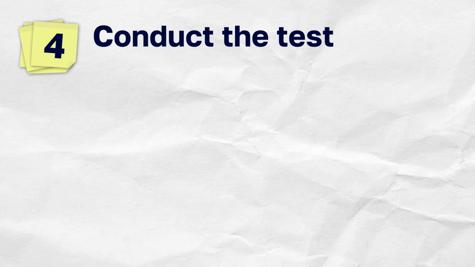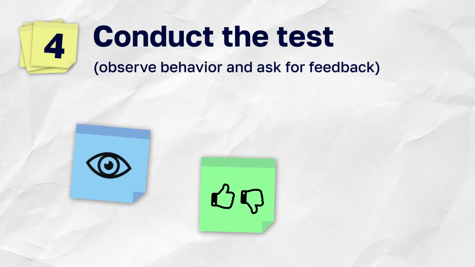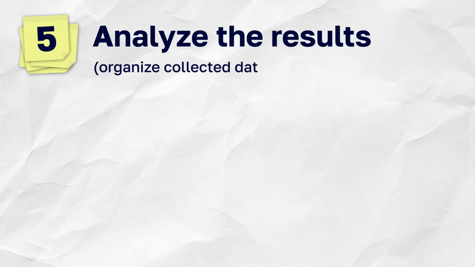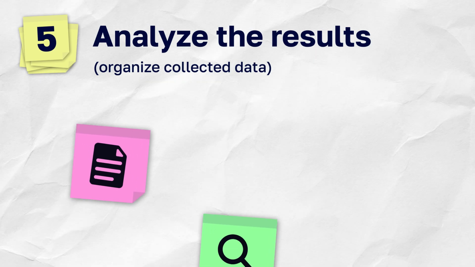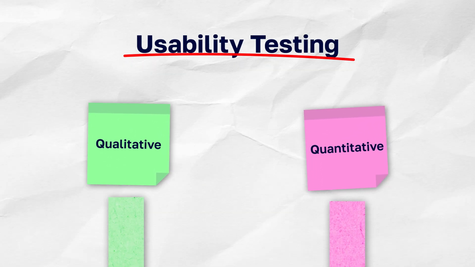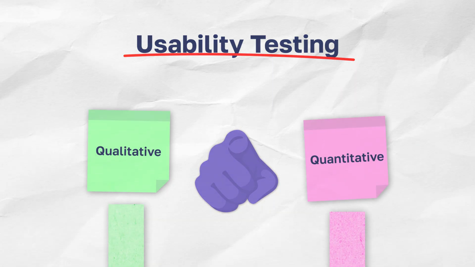Next, conduct the test. As the participants complete the tasks, observe their behaviors and ask for feedback. Remind your participants to be vocal on every single step they take. And finally, analyze your results. Go through the data, look at the transcripts, identify patterns, issues, and areas of improvement. Remember, usability testing is great for capturing qualitative and quantitative data. These types of data depend on how you structured the testing tasks.